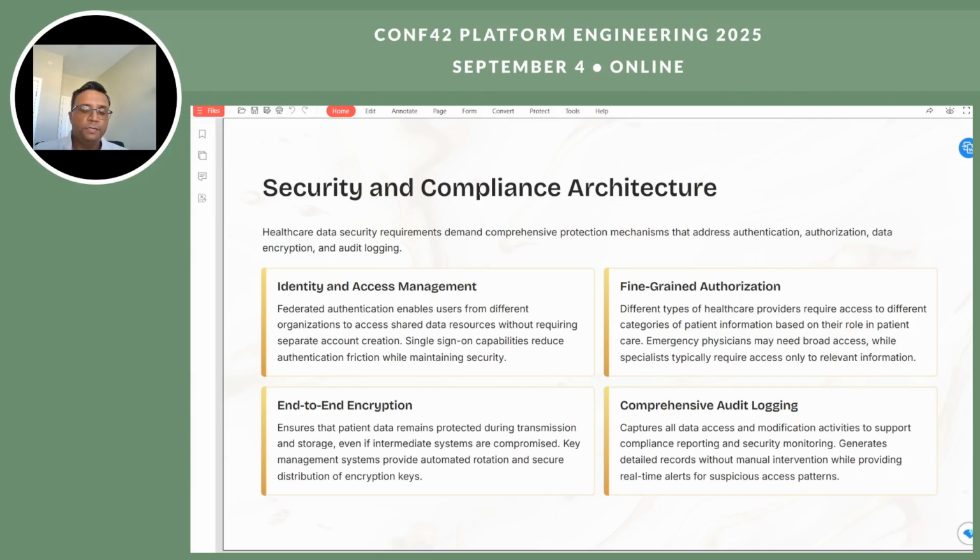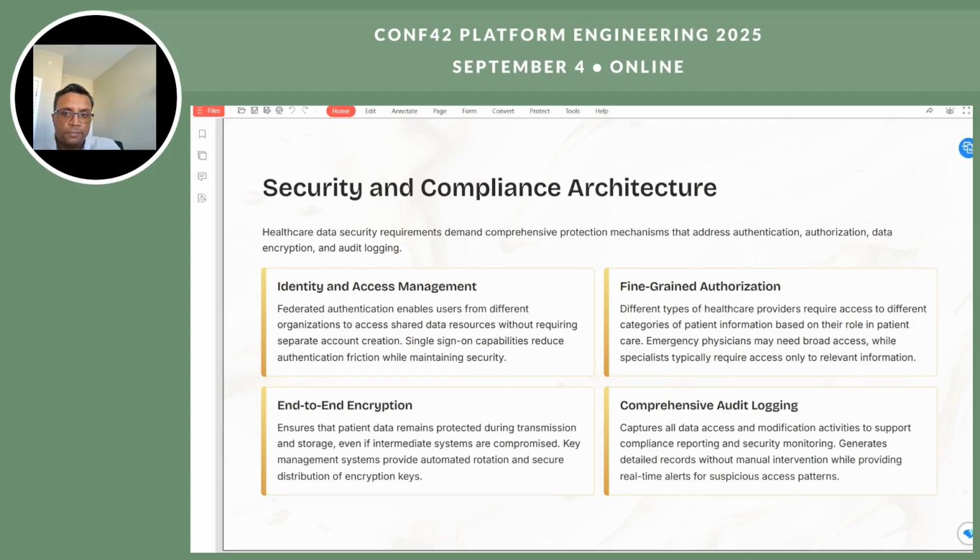Emergency physicians may need broader access, while specialties require only access to the relevant information. The data has to be encrypted end to end in the solution, in transmission and storage. Even if intermediate systems are compromised, the data is protected, with automated rotation and secure distribution of encryption keys.